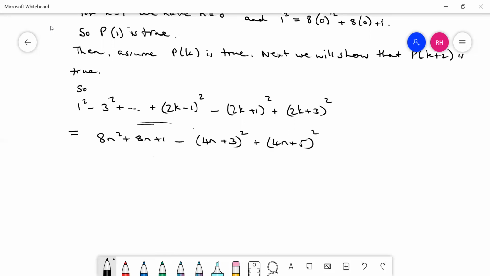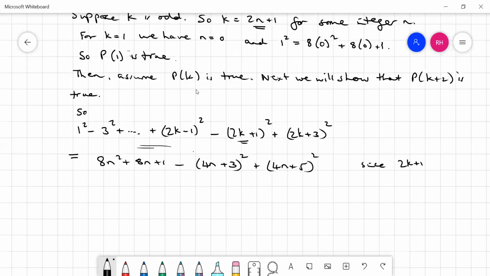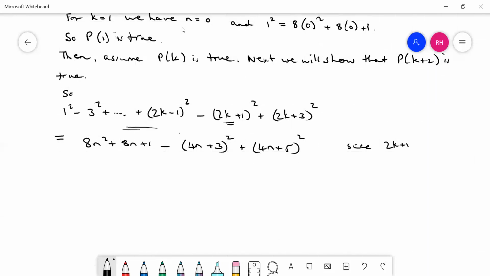So where did we get that? You wouldn't have to write this necessarily, but we've got this 2k plus 1 here, and we said that k equals 2n plus 1. So since k equals 2n plus 1, 2k plus 1 is the same as 4n plus 3. So that's how we get this 4n plus 3 here. And the same with that one there, the 4n plus 5. So this is what I was saying before. This gets quite complicated because of all these k's and n's.